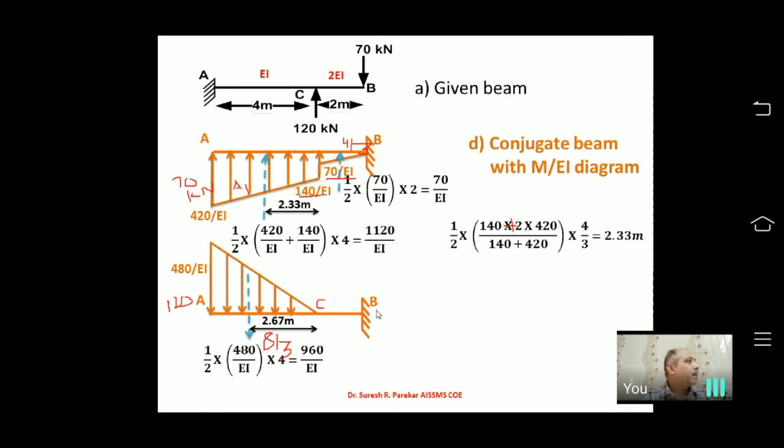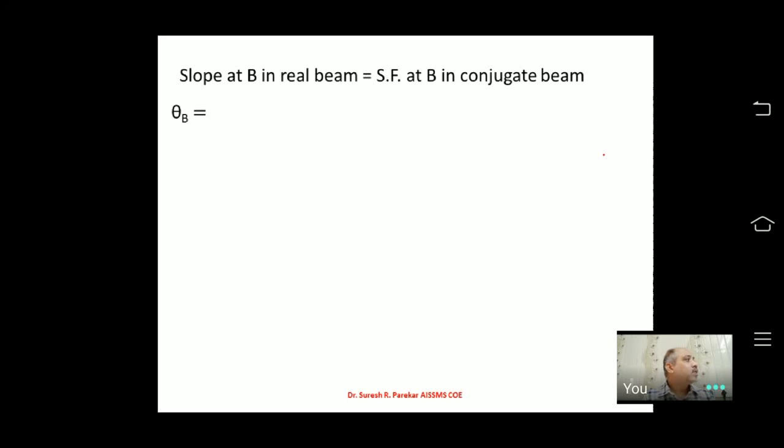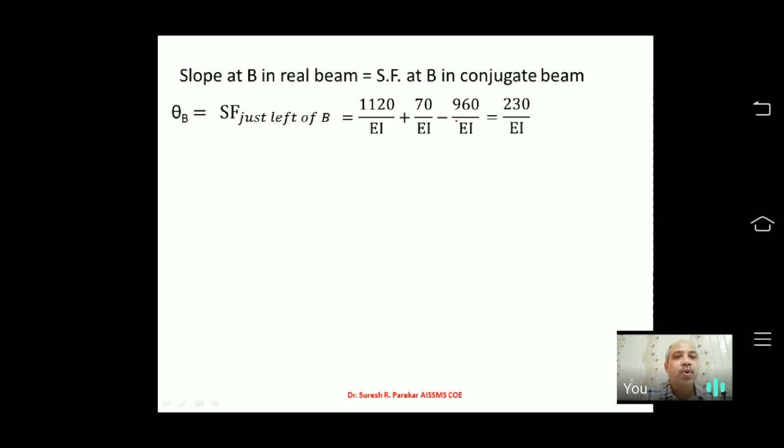So we now have the moment that we have to find at B, because we are interested in finding the deflection at B. Then what will we get? So we have theta B. Now we first calculated the slope at the cantilever end, and then simply the shear force. So we are going to add all these three. First value 1120, second 70, both are upward, so plus, and third we have downward, so minus, and we are going to get this value of shear force as positive, meaning my slope is clockwise.